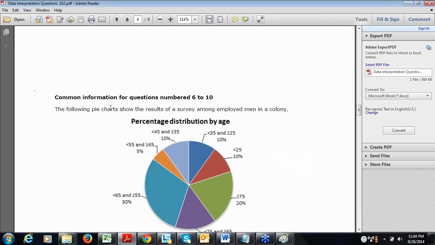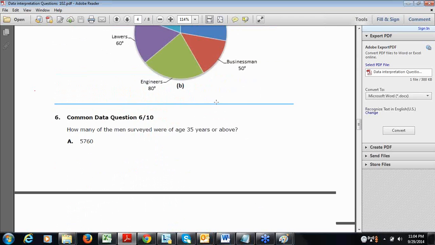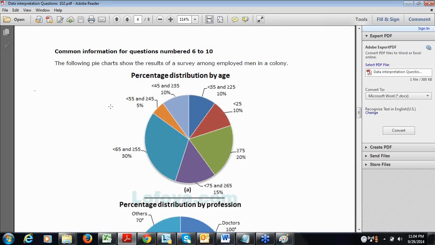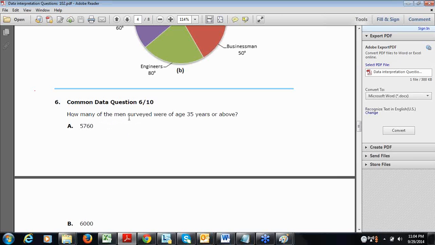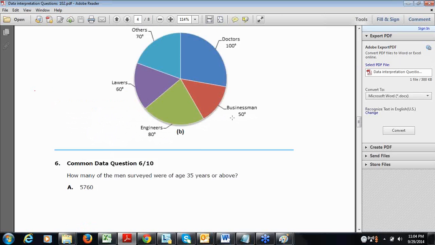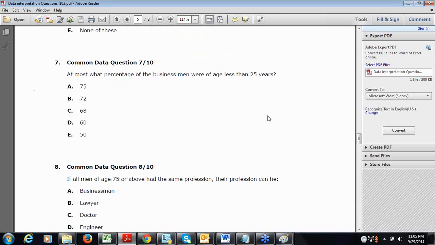So the thing is, questions number 6 to 10, I don't think this is a big or tough question. See, there's a very simple pie chart where the ages of the people are given, and then there's a percentage distribution by doctors. Simple questions will be asked, like how many men surveyed were above the age of 35. So you just have to calculate from here and give the answers here. So you can do it yourselves. It's not a tough set actually. It won't take 3-4 minutes of your time. So you do it yourself.